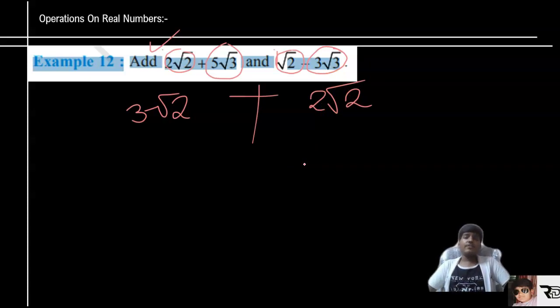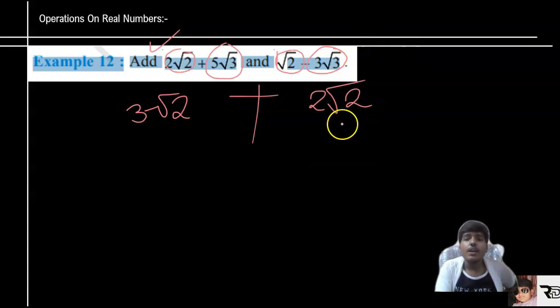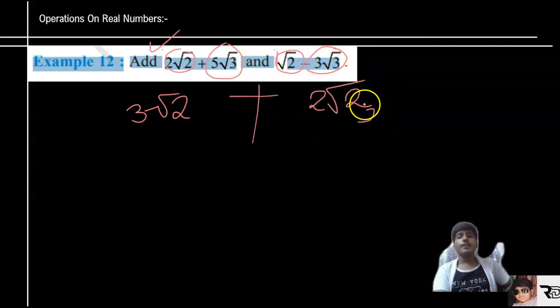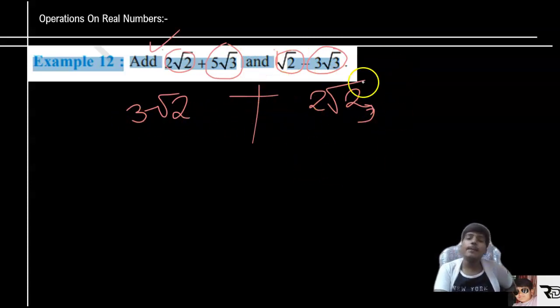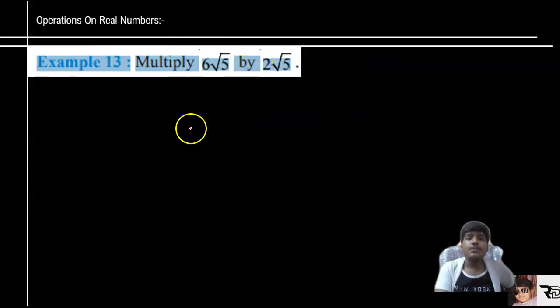Is it so? No. If I write a wrong answer, then we can, because over here I wrote 2. If it was so, this would have become 3 plus 2 gives me 5 root 2. But it is actually 3 over here because root 3 was gone. So this is 3 root 2 plus 2 root 3. But if it would have been 3 root 2 plus 2 root 2, then it would have become 5 root 2. Simple. Next example is multiply 6 root 5 by 2 root 5.